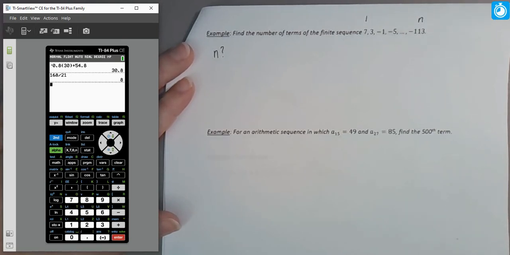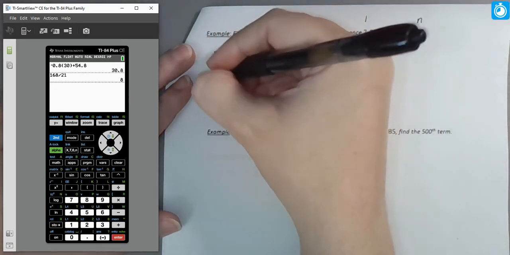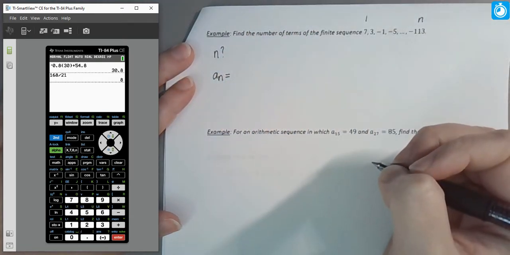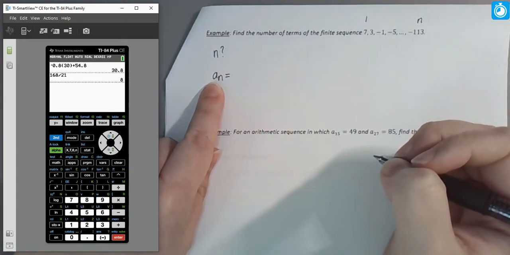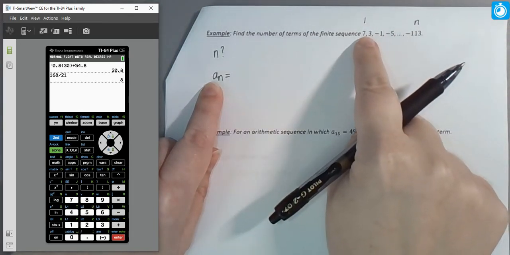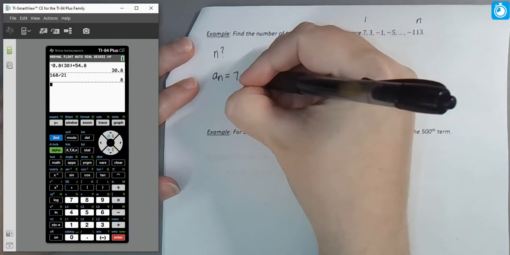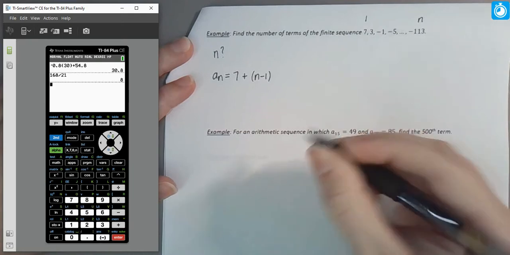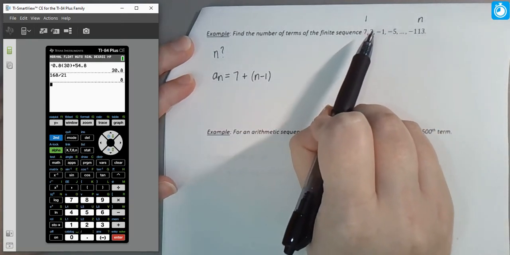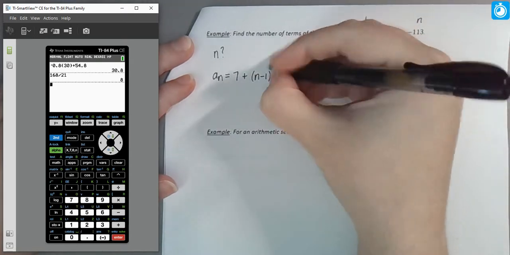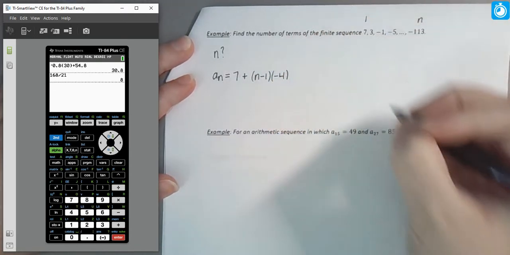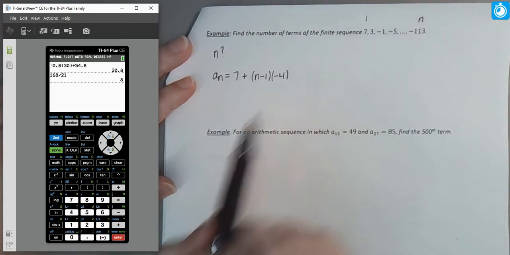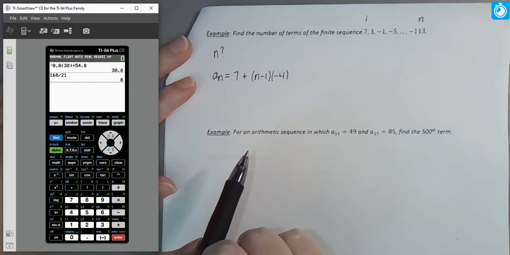So again, we want to fall back on what we know about an arithmetic sequence, and what we know is how we write the formula for it. So the nth term is always given by a sub 1, which in this case is 7, plus n minus 1 times d. Now we just determined that to go from one term to the next, we decrease by 4 each time, so d is going to be negative 4. Okay, so we can clean this up if we want, or we can just leave it as is, either way.